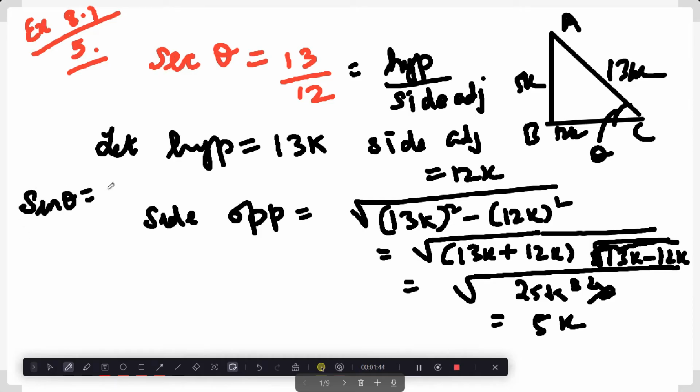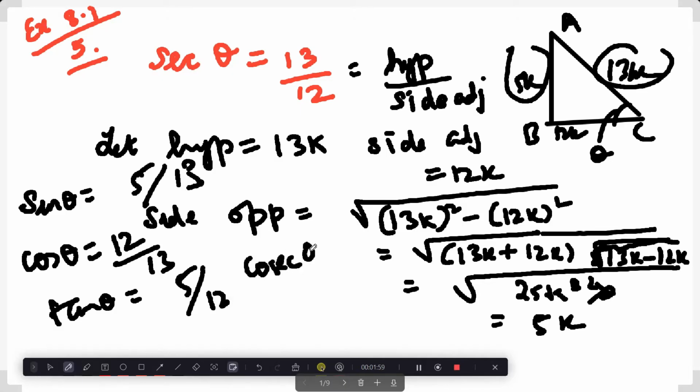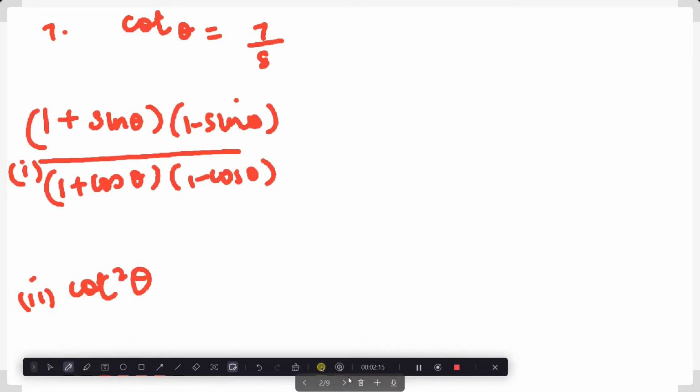Sine theta is side opposite divided by hypotenuse, 5 by 13. Cos theta is obviously 1 by sec theta, 12 by 13. Tan theta is side opposite upon side adjacent. Cosec theta is 1 by sine theta, or hypotenuse upon the side opposite. Cot theta is side adjacent by side opposite. Hopefully this was not too fast for you. Now cot theta is 7 by 8, right?